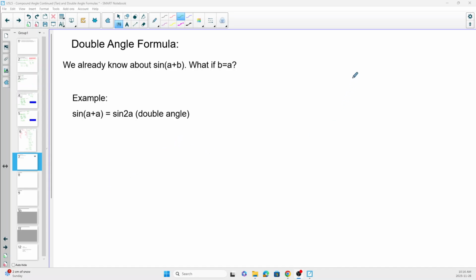Okay, double angle formulas. I promise these ones are not as painful to go through as the compound angle formula identities.